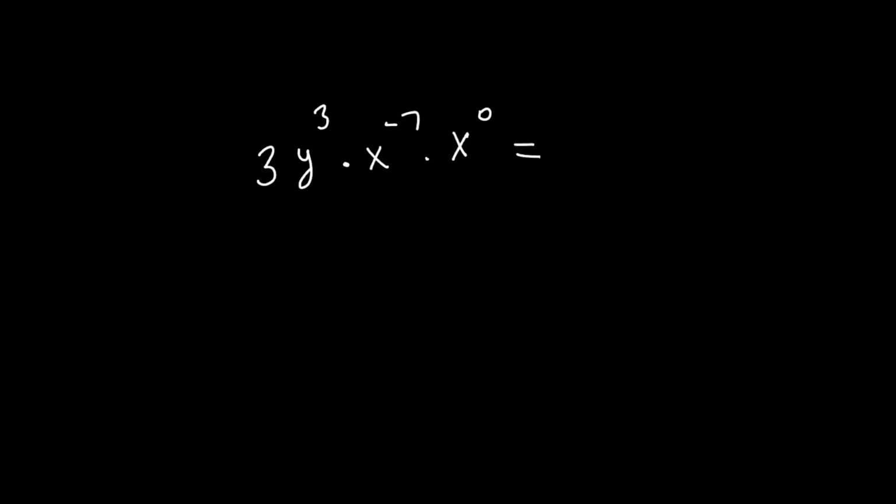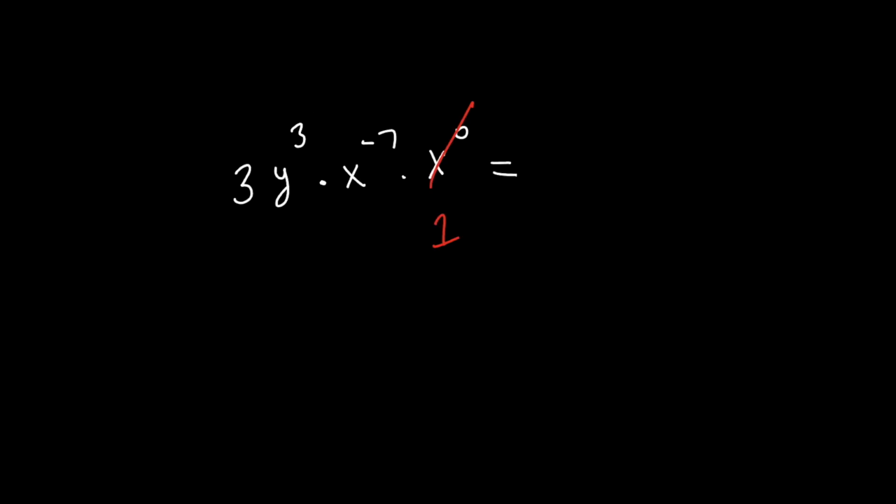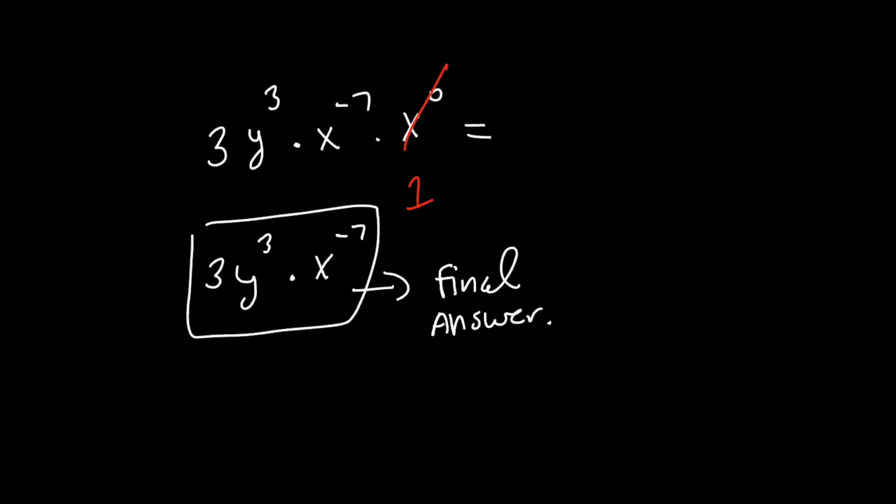Let's change this up a bit. Let's say we have 3 times y to the power of 3 times x to the power of negative 7 times x to the power of 0 that we need to simplify. Again, based on the exponent property, x to the 0 power becomes 1. Now ask yourself, do we need to simplify this problem even further? Well, no, since the x and y have different bases, we cannot add the exponents together. So the answer to this problem is 3 times y to the power of 3 times x to the power of negative 7.